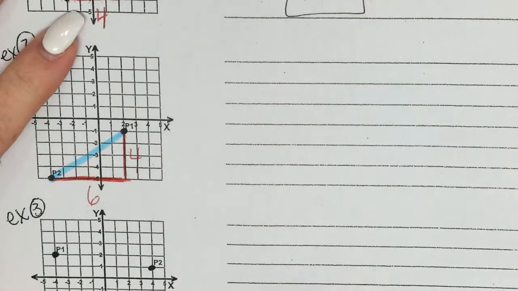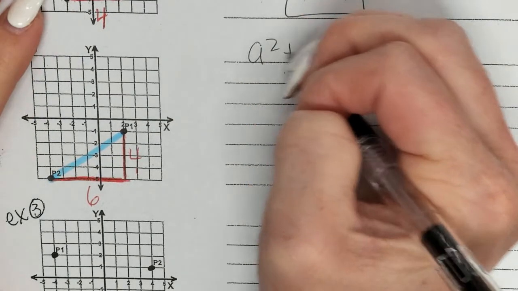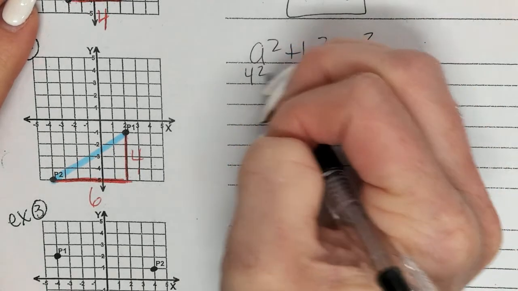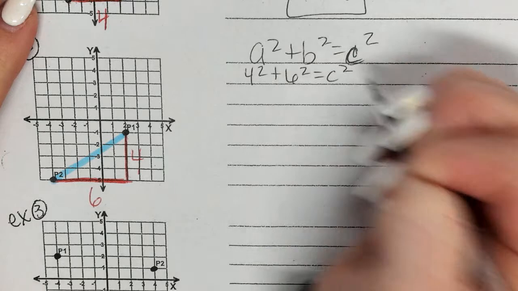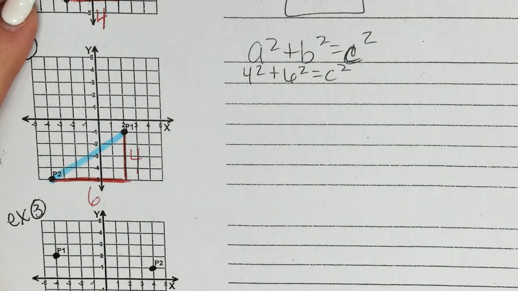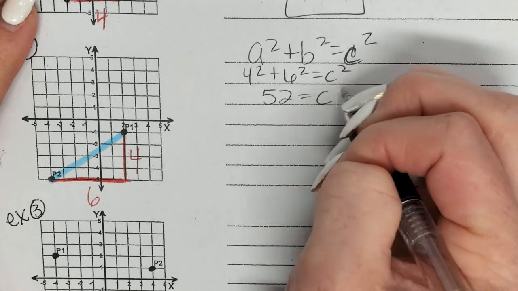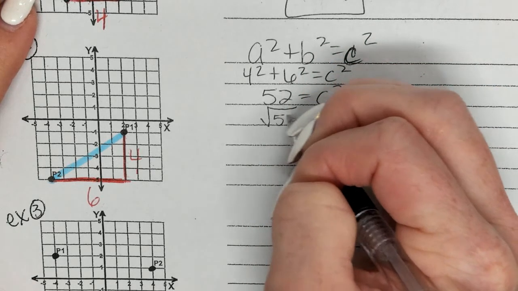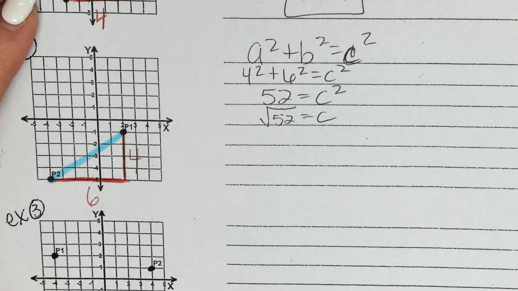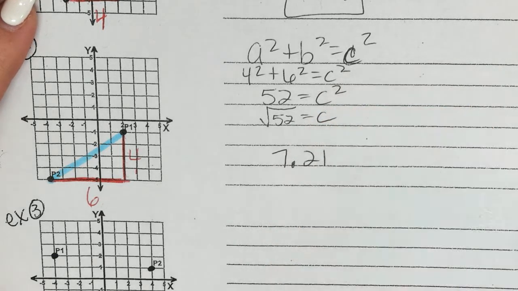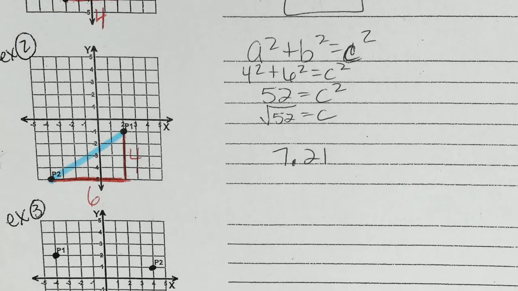So in your formula, a squared plus b squared equals c squared, I have 4 squared plus 6 squared equals c squared. What was 4 squared plus 6 squared? 52. And what do you do to your answer? Square root it. And the square root of 52 is 7.21. And again, just pick the closest answer. If their answer is 7.2, then that's what you would pick.